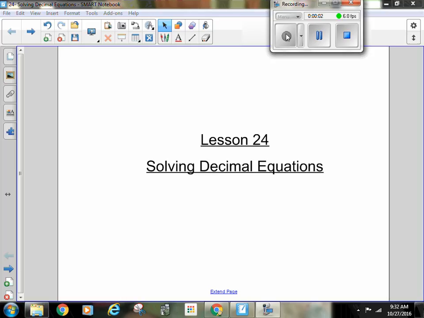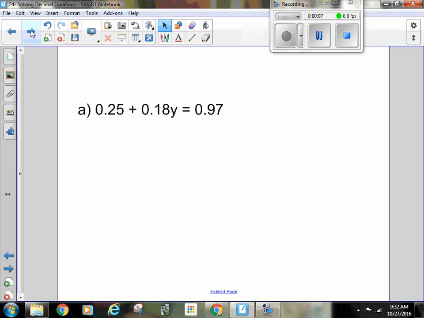Hey there, class. We're doing lesson 24 today, and it's on solving decimal equations. We're just going to jump right into our problems because it's going to follow the same steps as we looked at yesterday when we did solving equations.